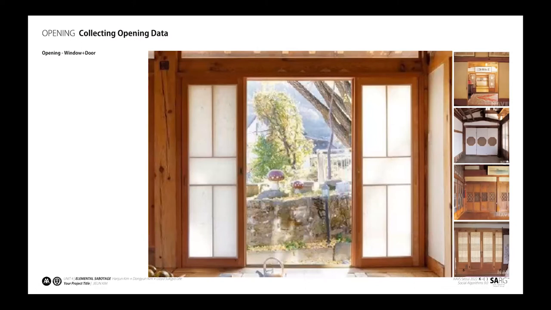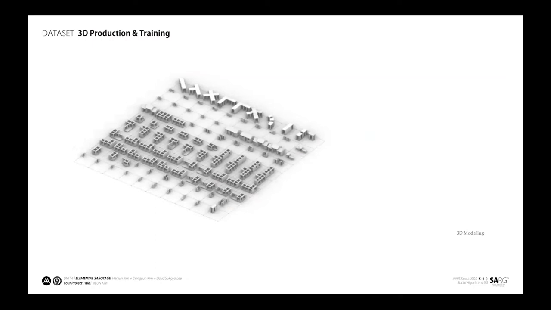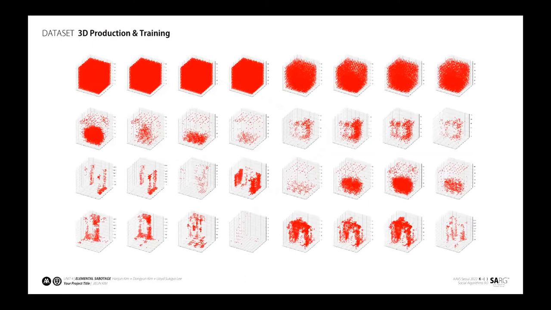Next is window and door. The door passes through people as well as light and scenery. And last is corridor. This is the 3D modeling of the opening, and these are the training results. All have in common that there is an open space between elements.